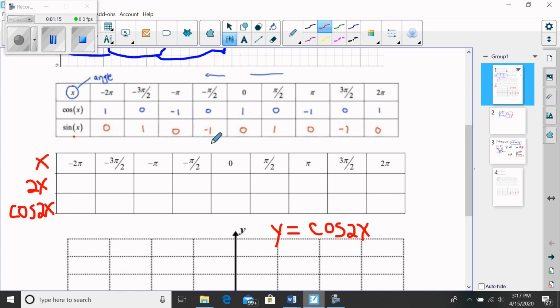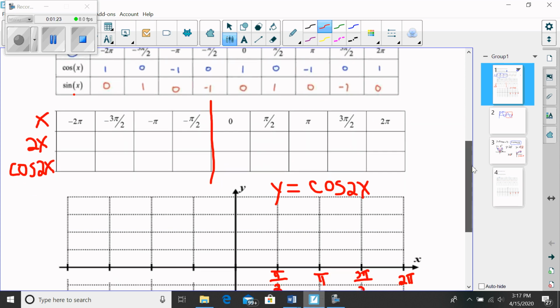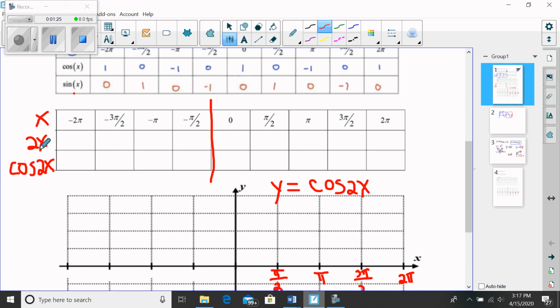Okay, and just to make life a little simpler, I'm going to start here and just look at this half of the graph because that's enough to see what's going to happen here. So take my x, multiply it by 2. So x is 0, multiply it by 2, I still have 0. Pi over 2, multiply it by 2, I get pi. Okay. Multiply pi by 2, I get 2 pi. Then I'm going to have 3 pi and 4 pi.